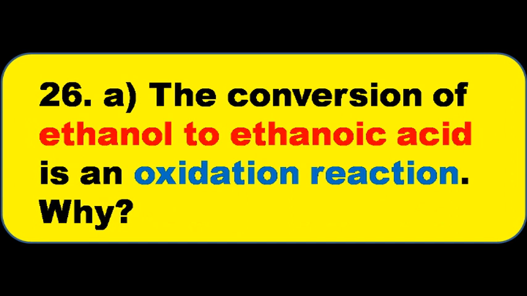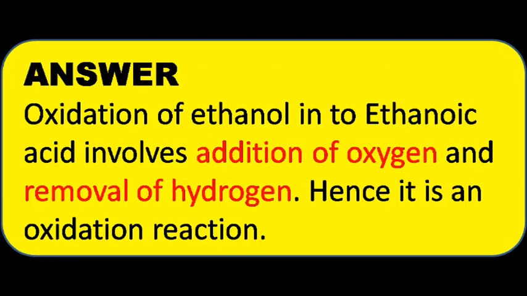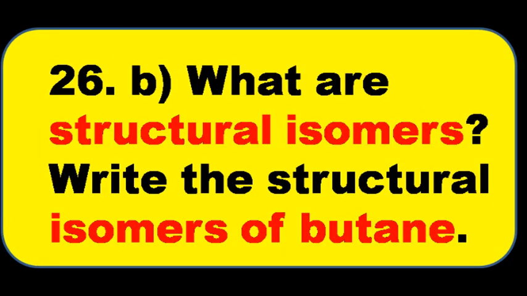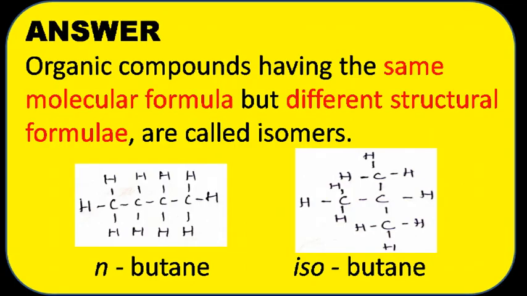The conversion of ethanol into ethanoic acid is an oxidation reaction. Why? Oxidation of ethanol into ethanoic acid involves addition of oxygen and removal of hydrogen. Hence, it is an oxidation reaction. What are structural isomers? Write the structural isomers of butane. Organic compounds having the same molecular formula but different structural formula are called isomers.